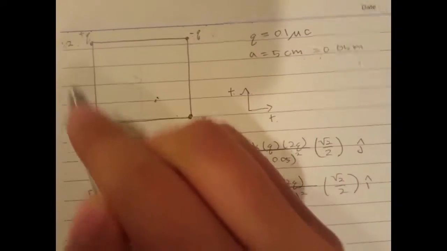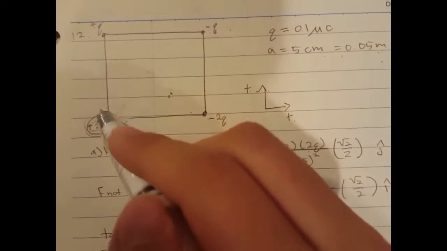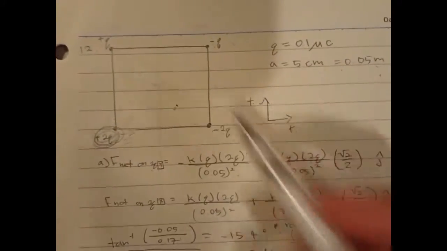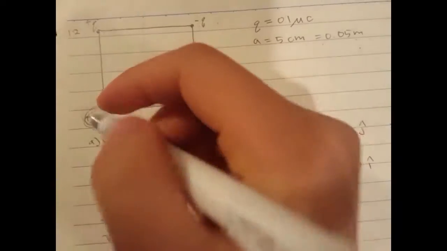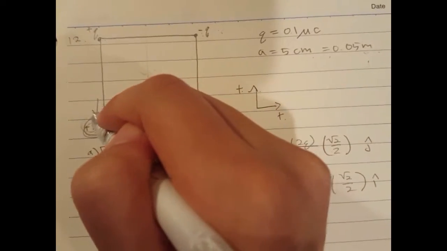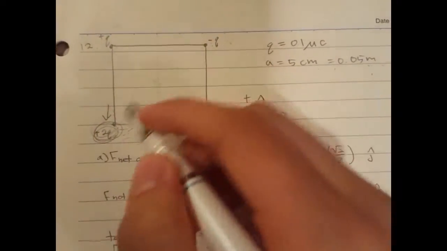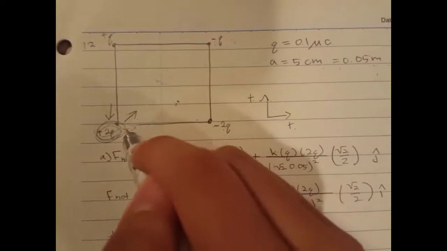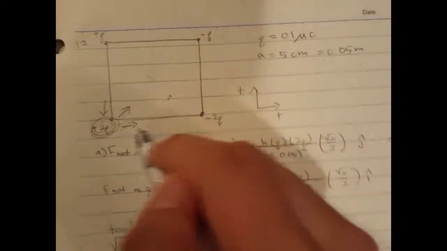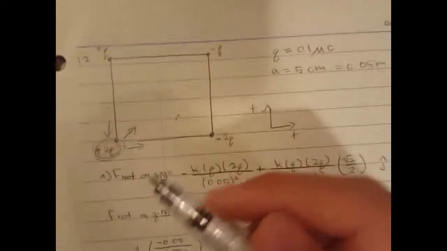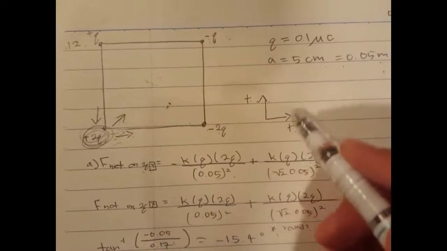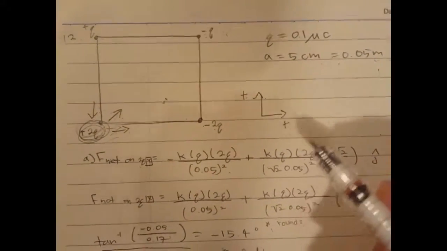Now we first start out by trying to draw the direction of the force. So this is positive and positive, so they're going to repel. This is positive, negative, so they're going to attract. Positive, negative, so it's going to attract. This way, we don't have to worry too much about the signs. We first start out by defining that this way is positive and this way is positive.